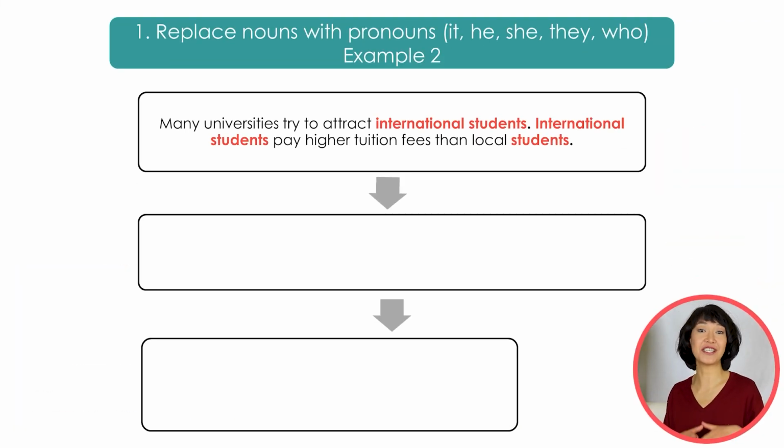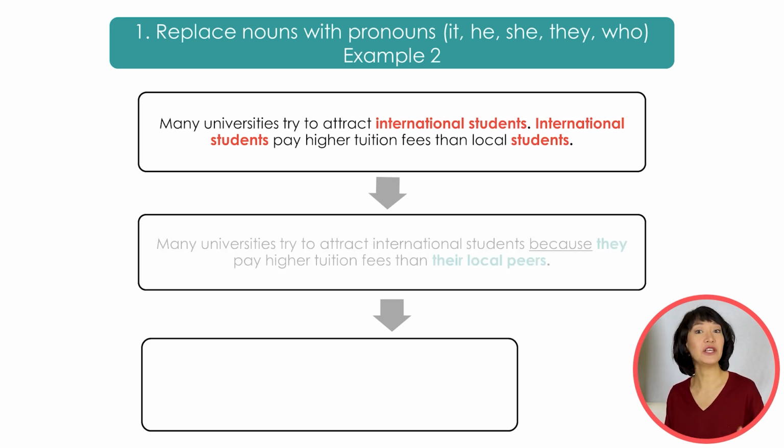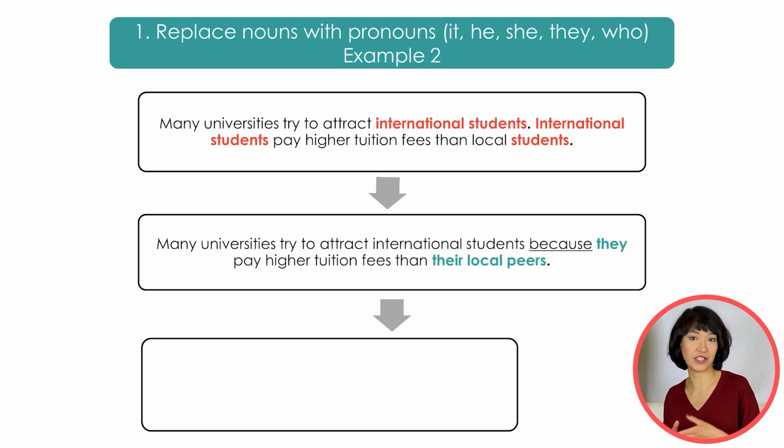Let me show you another example. Many universities try to attract international students. International students pay higher tuition fees than local students. These sentences are awkward and repetitive. So let's merge them into a single complex sentence and use a pronoun. Many universities try to attract international students because they pay higher tuition fees than their local peers.